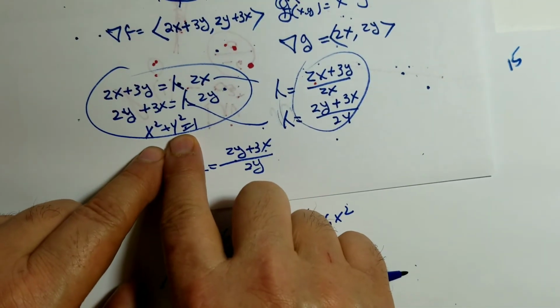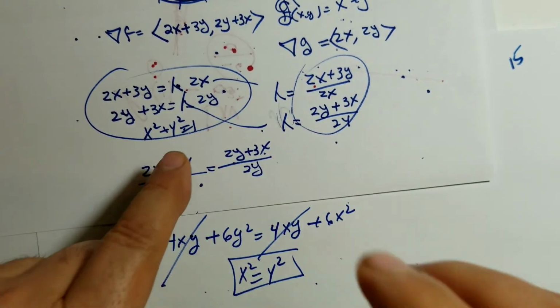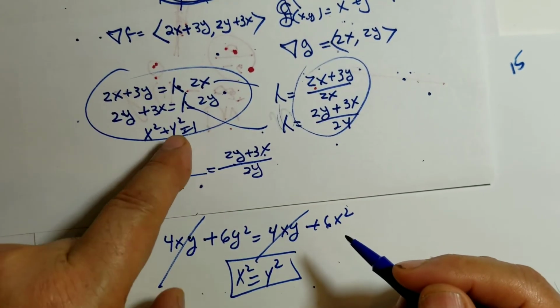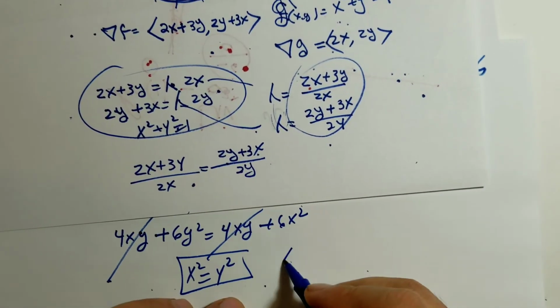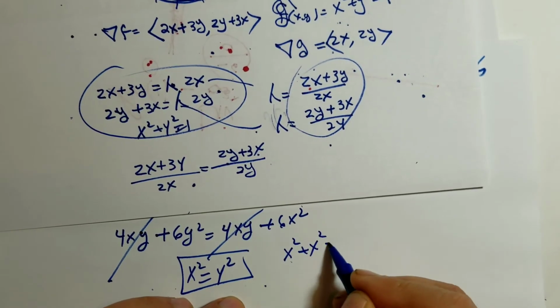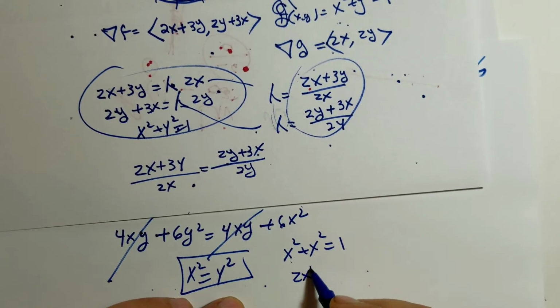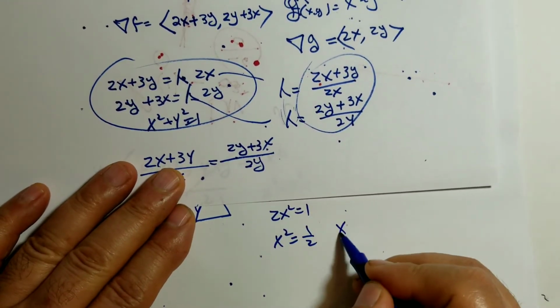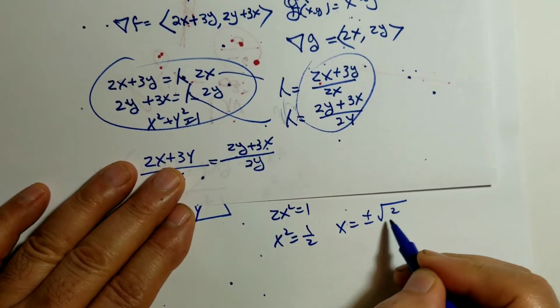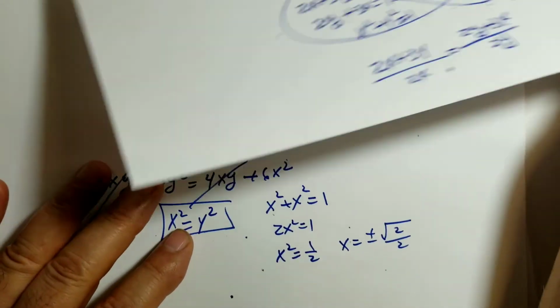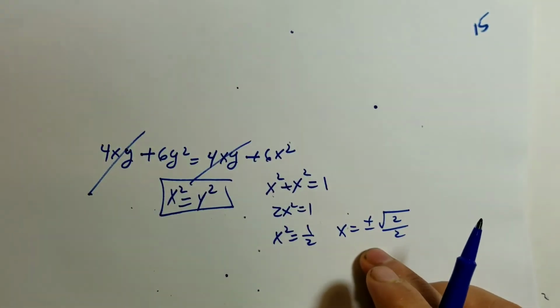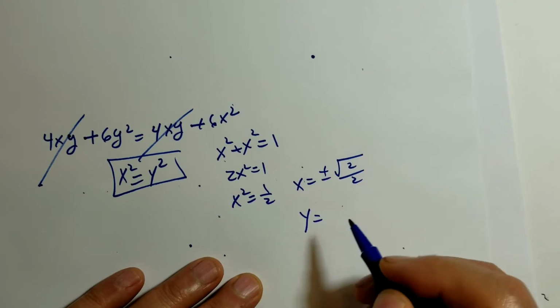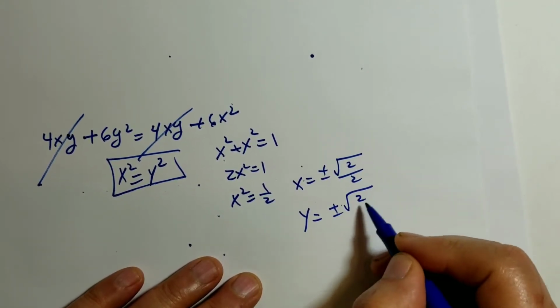Therefore, in the constraint, x squared is equal to y squared. I either replace x squared with y squared or y squared with x squared. Therefore, I'm going to write x squared plus x squared equal to 1. 2x squared is 1. x squared is 1/2. Then x has two values, plus minus radical 2 over 2. Your y also has two values because they are the same.